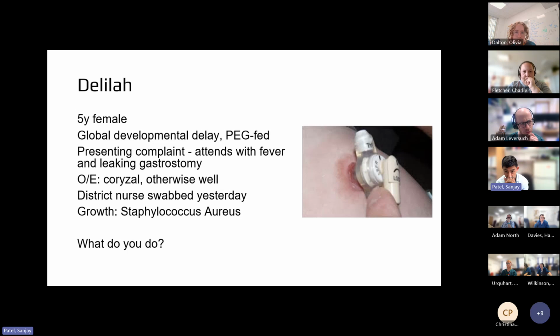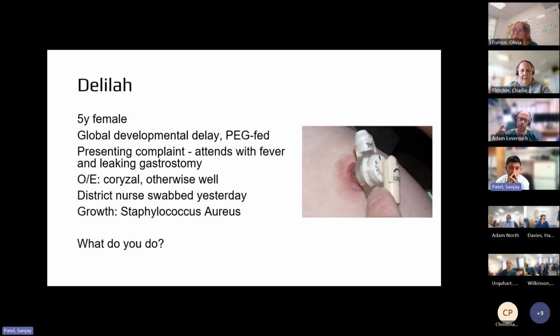And this is one of those sorts of girls who has a PEG in situ, because to get her calorific intake up, it's not adequate just with oral feeding, so she has a PEG in. And she's presented because she has a fever and a leaking gastrostomy, and she's otherwise well, with some coryzal symptoms.